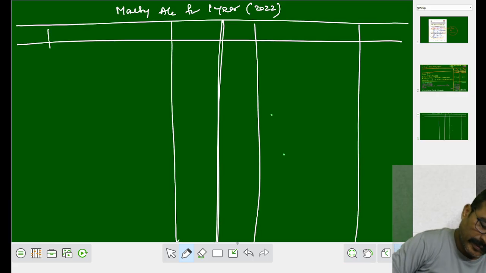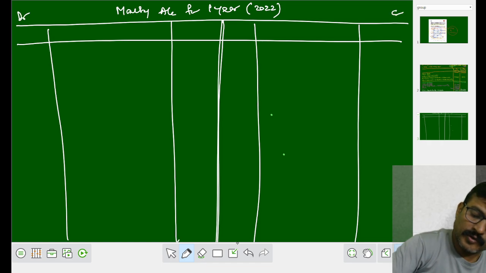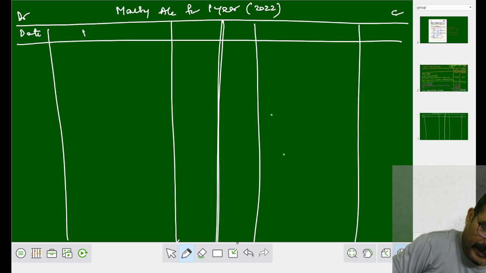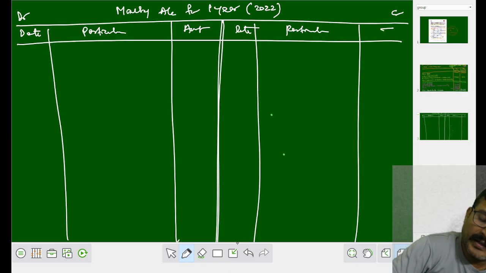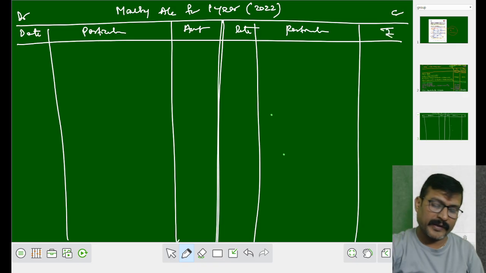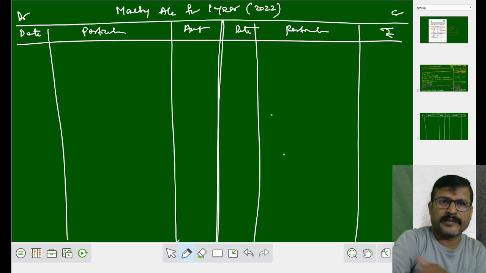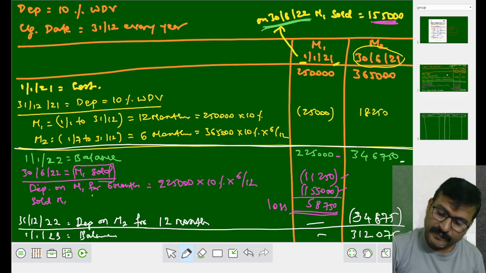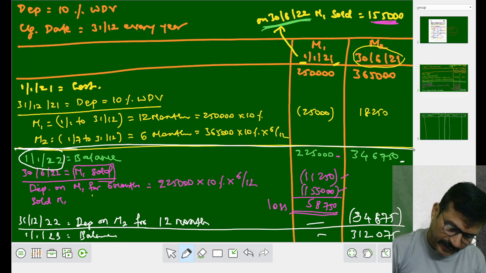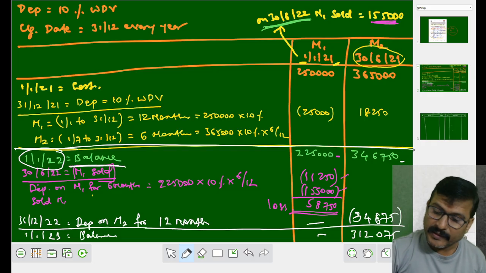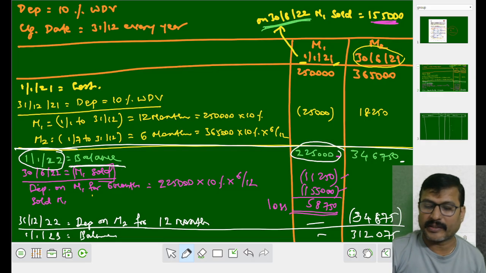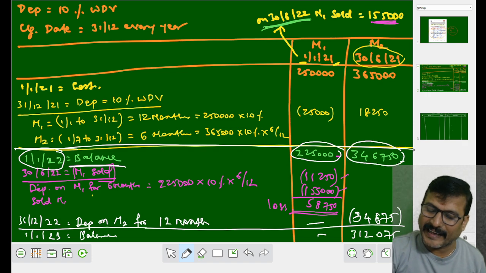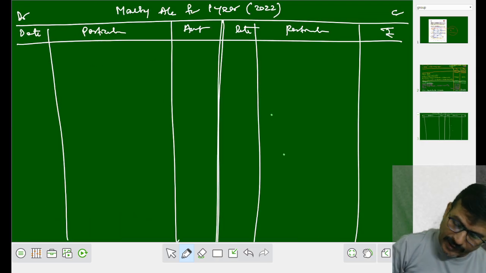We need to have a date column, particulars column, LF, no LF, just date, particulars, amount, date, particulars, you can go for amount. We are preparing for only January 2022, right? See, what happened to your working note? You have to prepare from here. You have to prepare the ledger from January 22. We have a balance. Balance of the first machine is 2,25,000. Balance of the second machine is 3,46,750. So now what I should write?